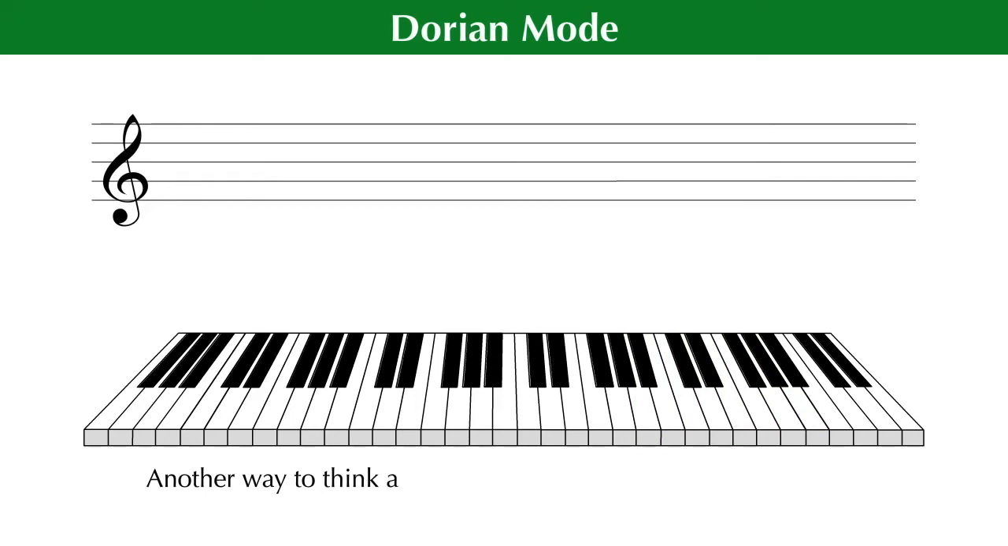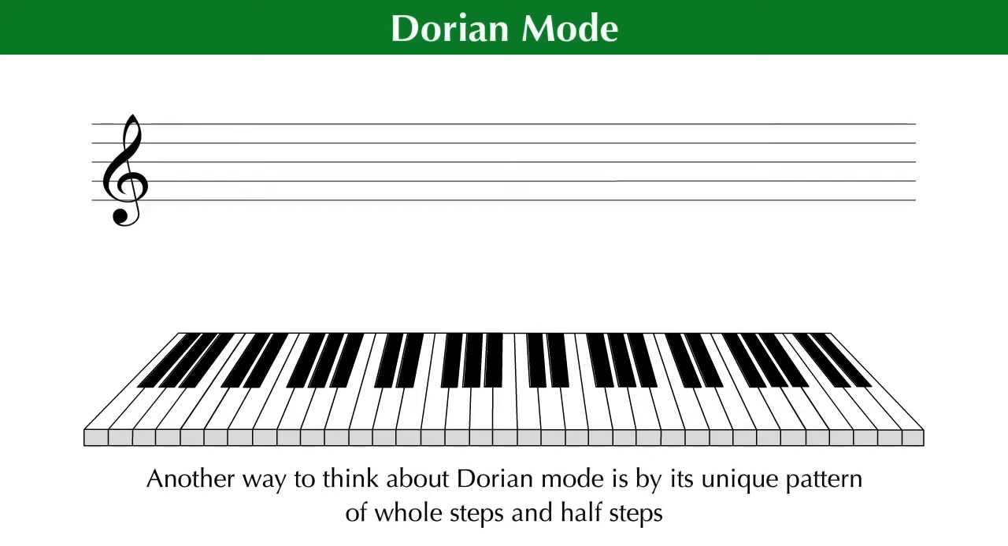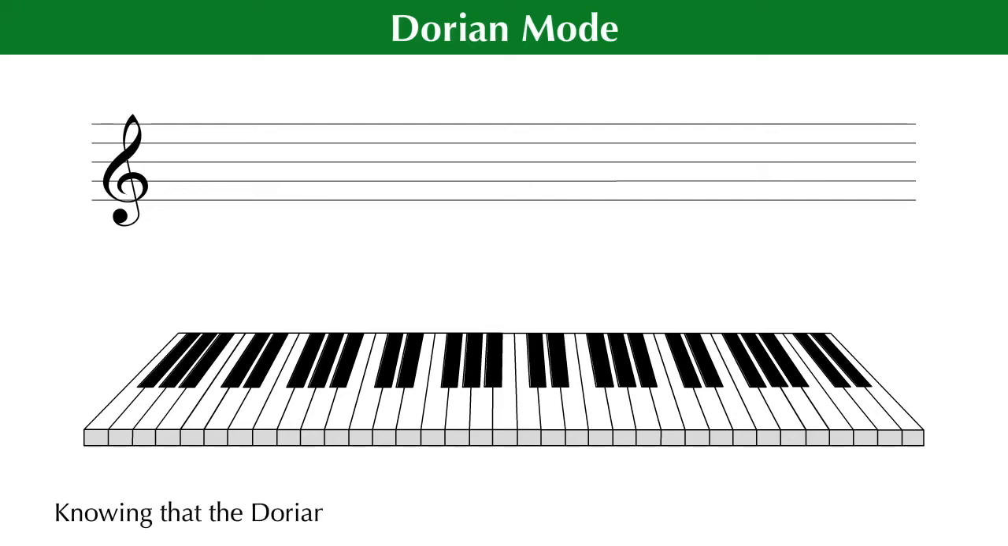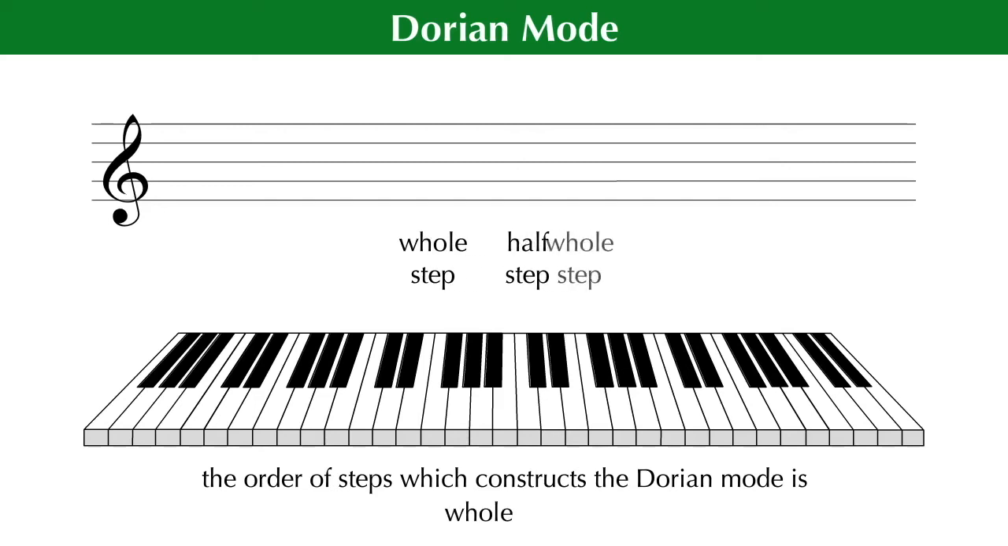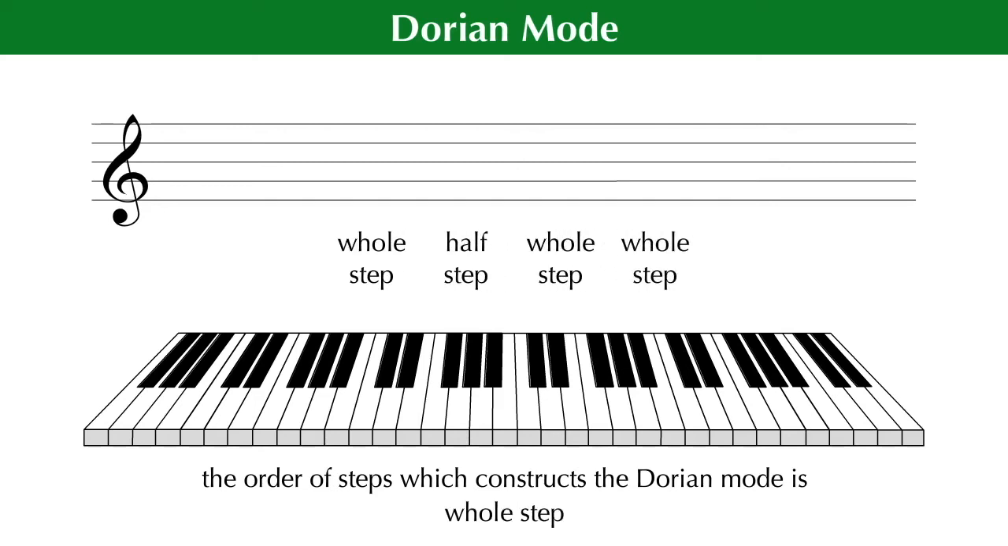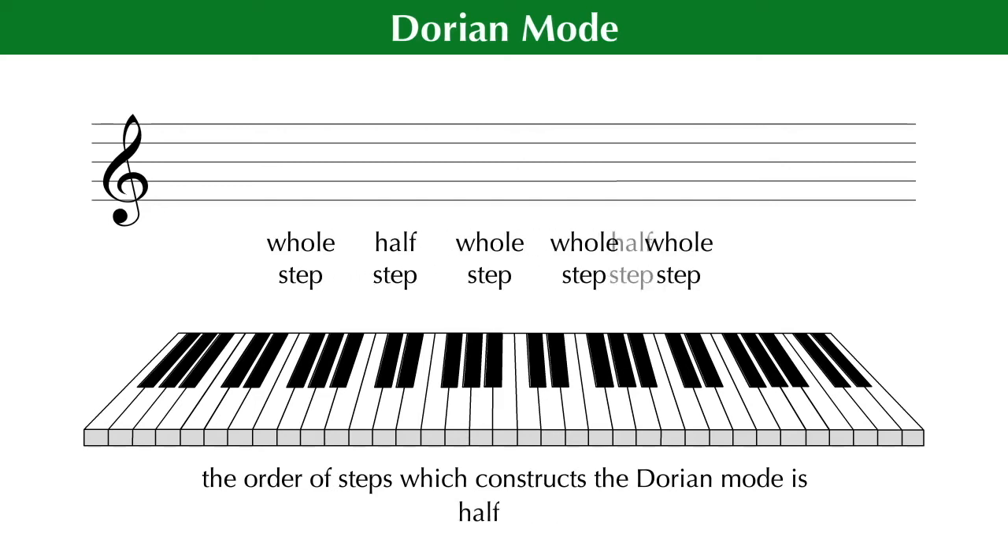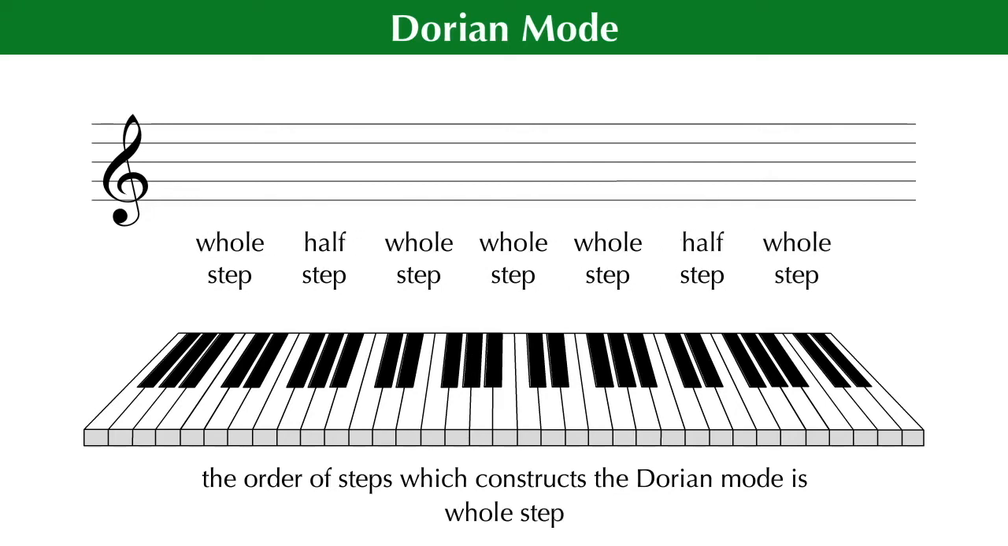Another way to think about Dorian mode is by its unique pattern of whole steps and half steps. Knowing that the Dorian mode starts on the second scale degree of a major scale, the order of steps which constructs the Dorian mode is whole step, half step, whole step, whole step, whole step, half step, whole step.